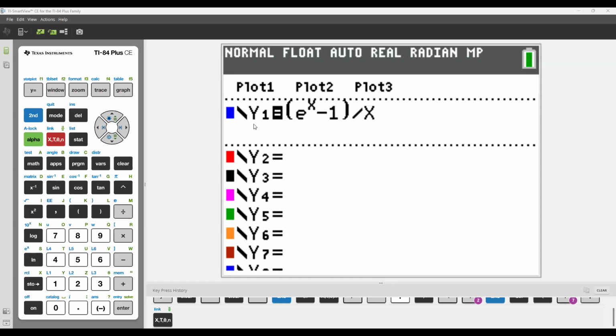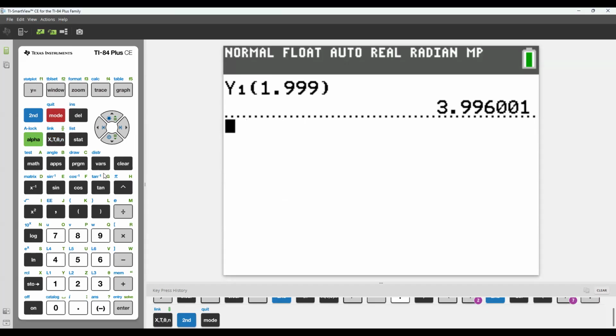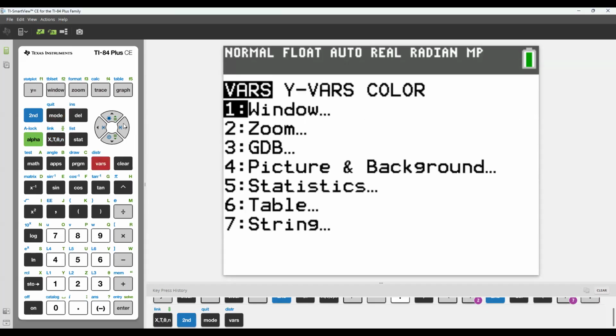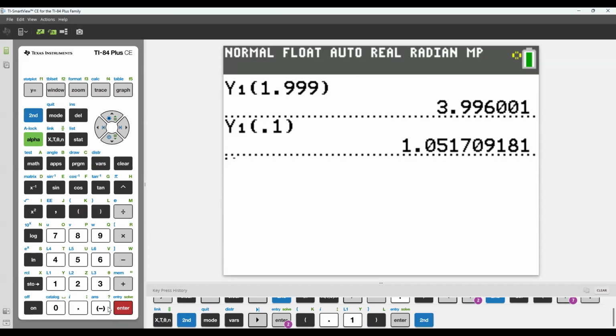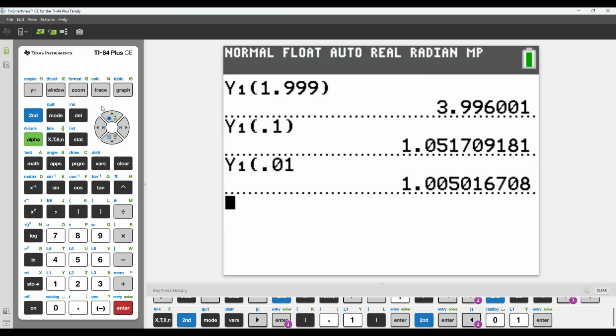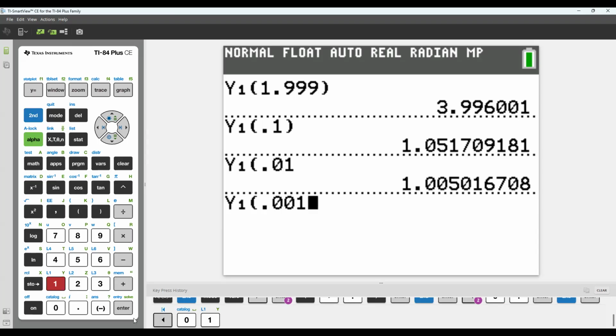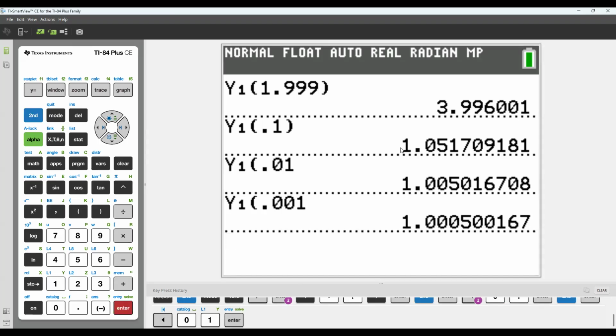So now I input my y1 equal to e to the x minus 1 divided by x. Then I would like to call the function and put in 0.1, 0.01, 0.001. And you will see that the output that I have is getting closer and closer to 1.